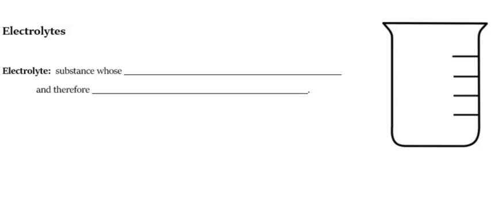All right, this video is on electrolytes. So, an electrolyte is a substance whose ions dissociate. What that means is the ions will separate into positive and negative, and we will know this because an electrolyte will conduct electricity.